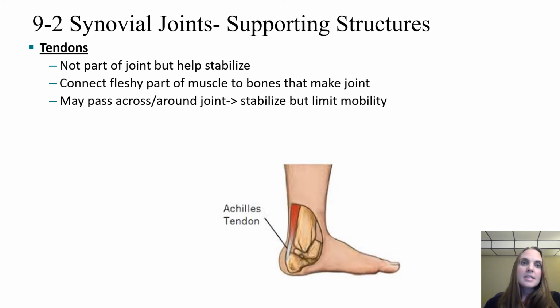And then we have tendons. Tendons are not part of the joint, but they do help stabilize the joint. They connect the fleshy part of a muscle to the bone that makes the joint, and they can pass across or around a joint. They're going to help stabilize a joint, but do limit the mobility.